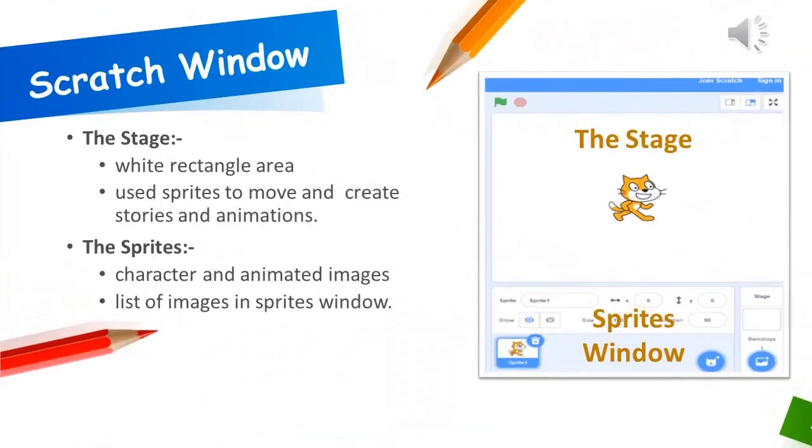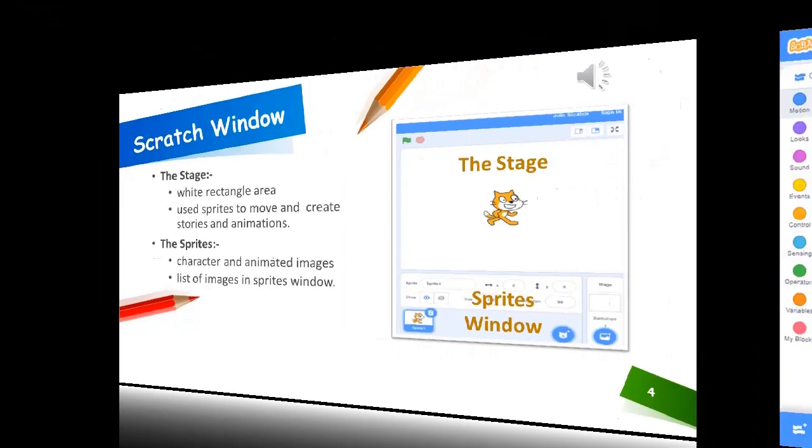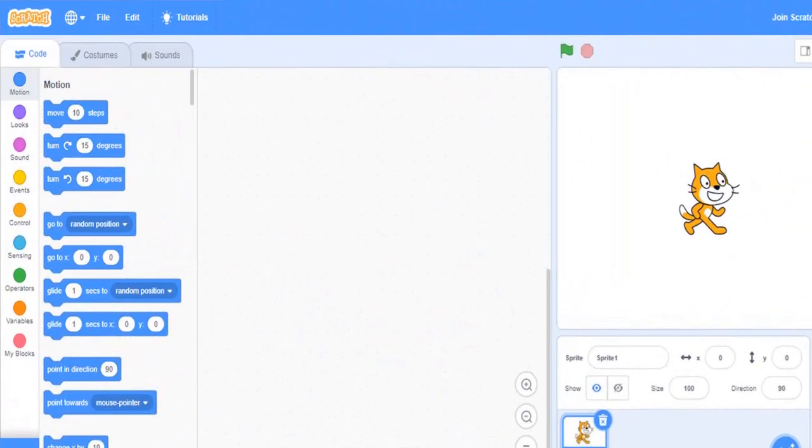First, we open Scratch. The window contains the following sections: the stage and the sprites window. The stage is the white rectangular area in the top left corner where all the animations run. It is an area used for sprites to move and create stories and animations. To run the program, we need to click the flag button. The sprites window is below the stage and contains animated images.